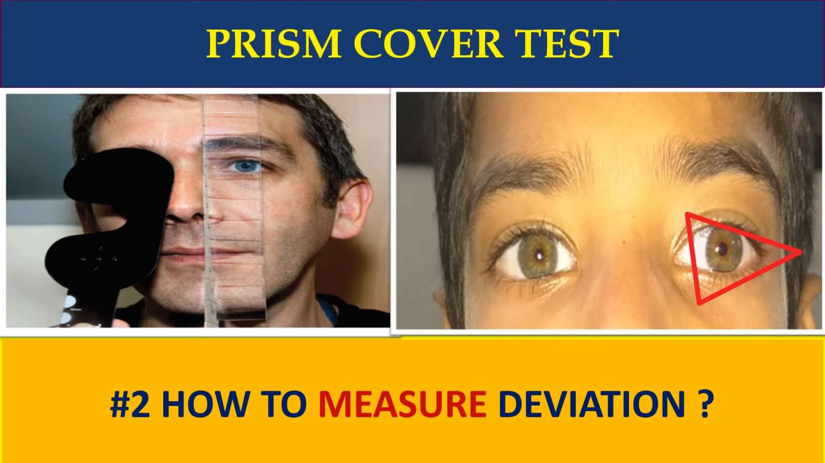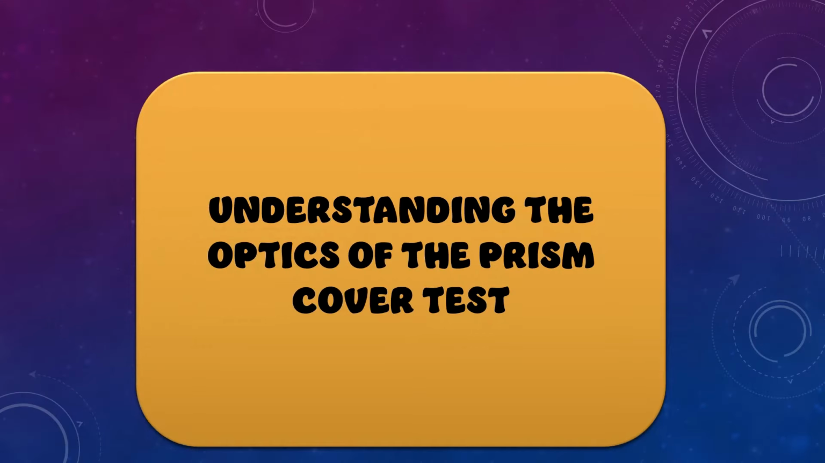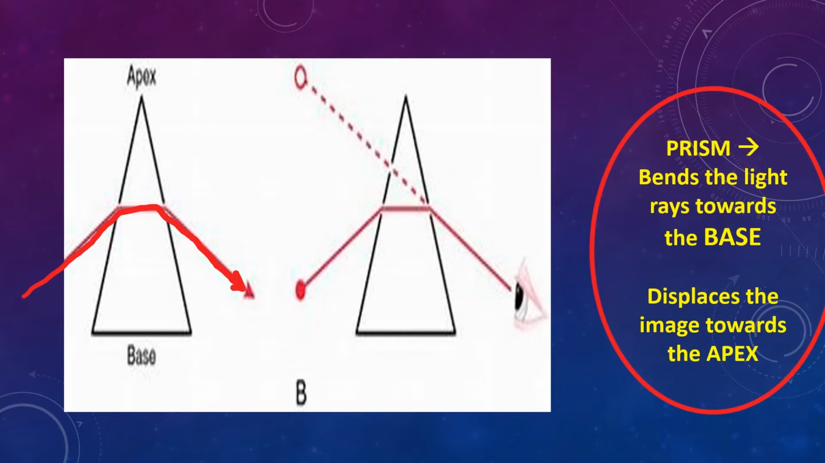Today we are studying how to measure deviation using the prism cover test. So first, let us try to understand the optics of the prism cover test. Before that, as I explained in my previous video, in which we studied measuring deviation using Krimsky's, modified Krimsky's and the Hirschberg's corneal reflex test.